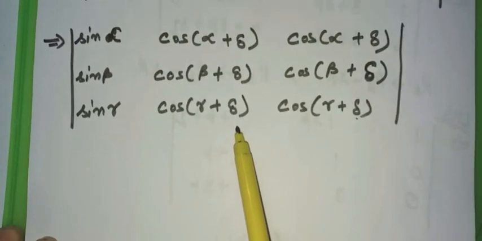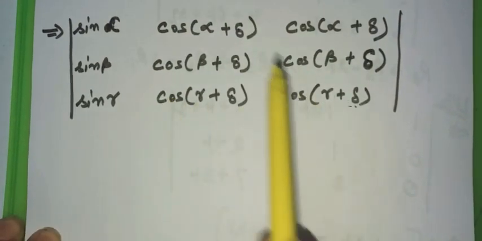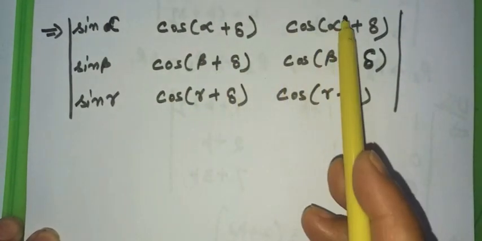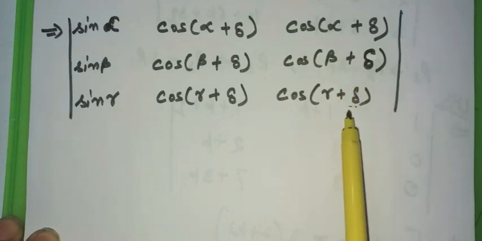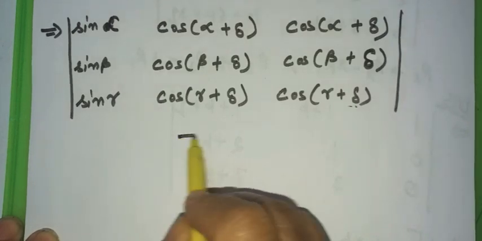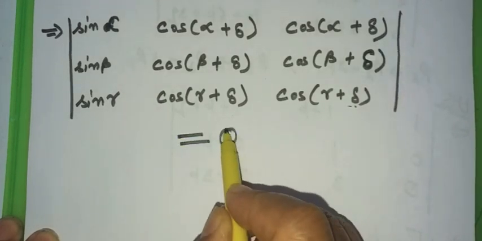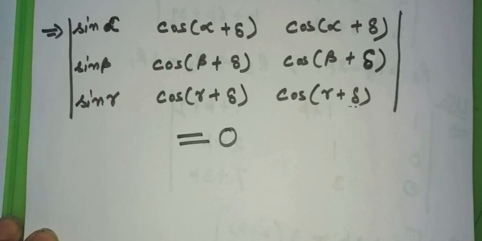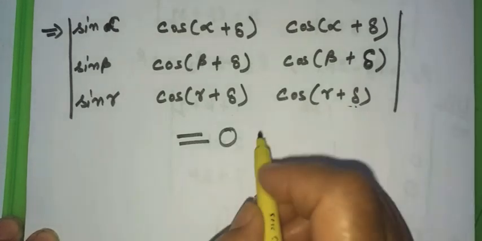Now concentrate on this determinant. You can see that column 2 and column 3 are identical. So we have a property of determinants that if any two rows or any two columns of a determinant are identical or proportional, then the value of the determinant comes out to be 0. So using that property, this determinant becomes 0, which is equal to the right hand side.